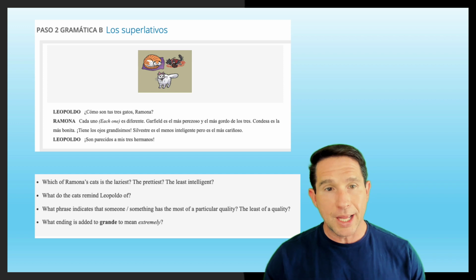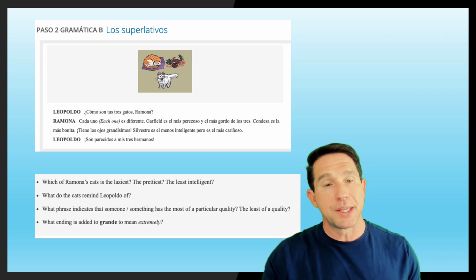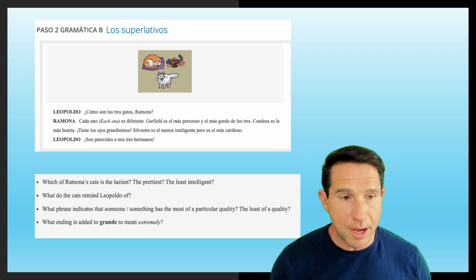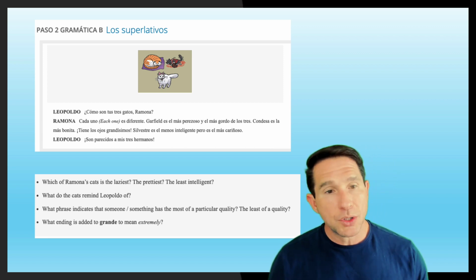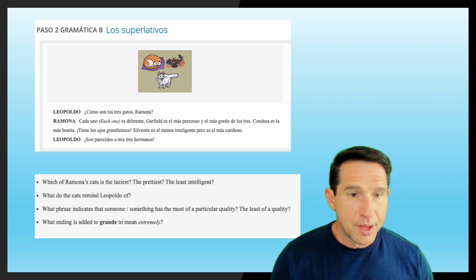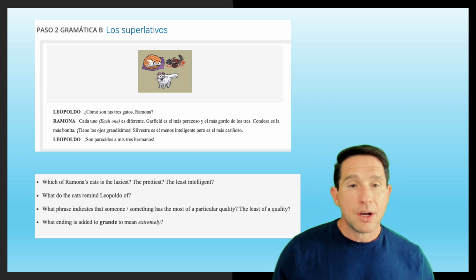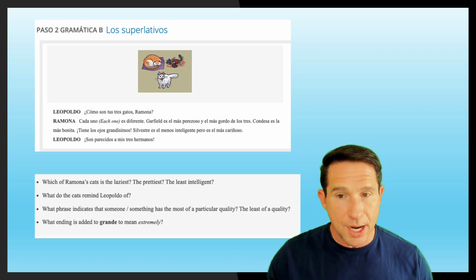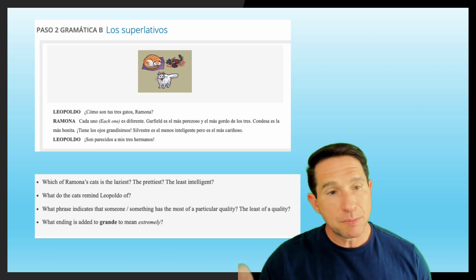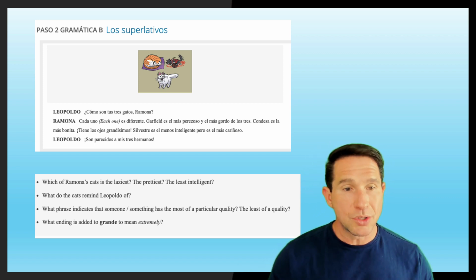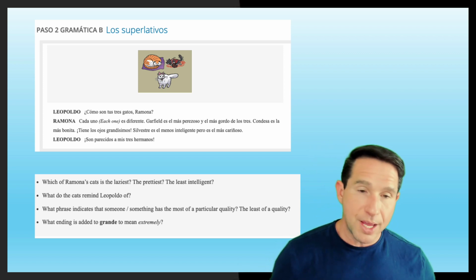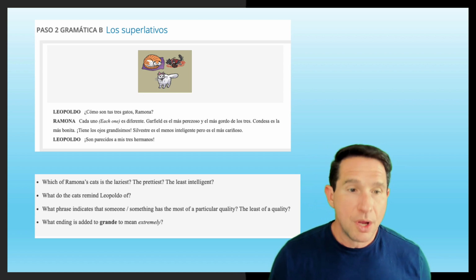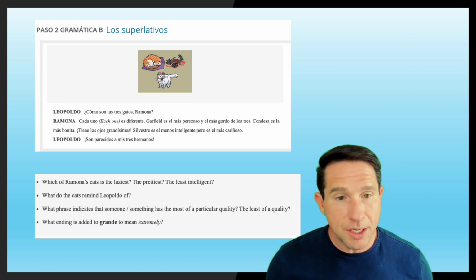Los superlativos, right? To express the most of something. We have Leopoldo and Ramona talking about some cats, right? ¿Cómo son tus tres gatos, Ramona? Cada uno es diferente. Garfield es el más perezoso y el más gordo de los tres. Condesa es la más bonita, tiene los ojos grandísimos. Silvestre es el menos inteligente, pero es el más cariñoso. Son parecidos a mis tres hermanos.